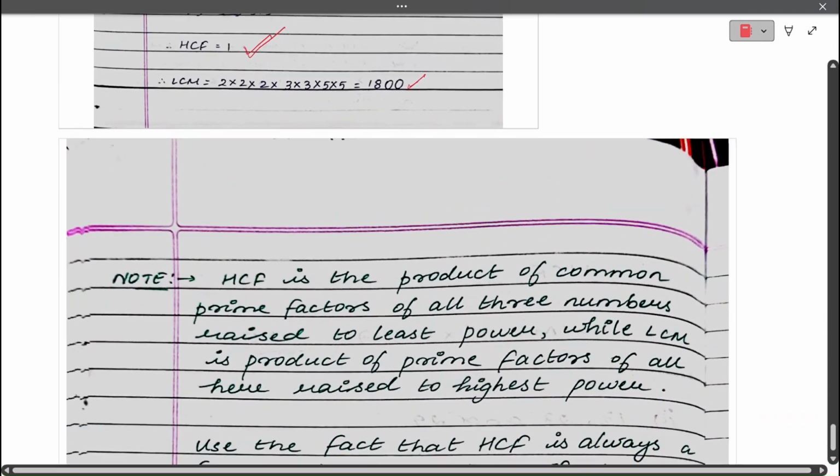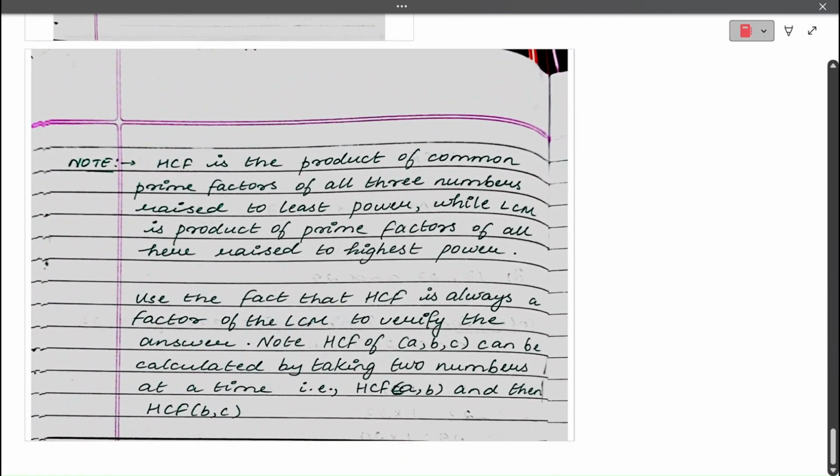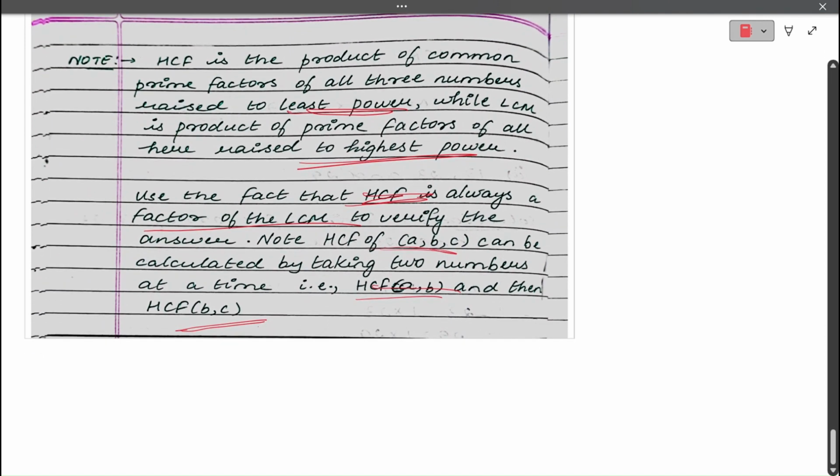So here there is a note point. Again, the note point is very simple. The HCF is the product of the common factors of all the three numbers raised to the least power. Remember this, least power, whereas the LCM is the product of factors of all raised to the highest power. And HCF is always a factor of LCM. So to verify the answer, note that HCF of A, B, C can be found out by taking two numbers at a time. So HCF of A and B and then B and C. If you take it like this, the HCF will be the same. This is how we verify it.